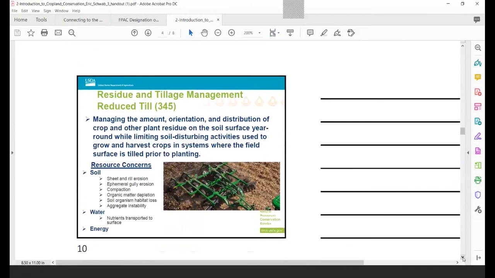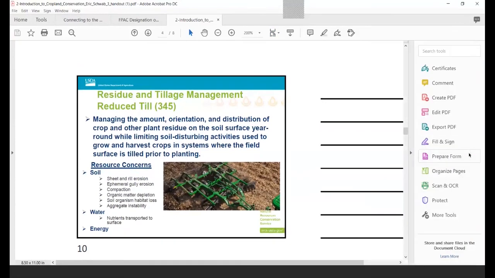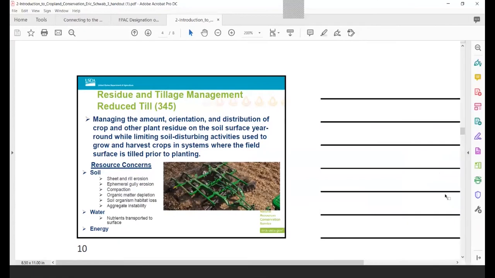So the next practice we're going to talk about is the other residue and tillage management standard, and it's called reduced tillage. Again, this manages the amount and orientation of crop and plant residue on the soil surface year-round. So the criteria for this practice is a STIR under 60, which is a lot more tillage, and you are allowed to do full-width tillage.